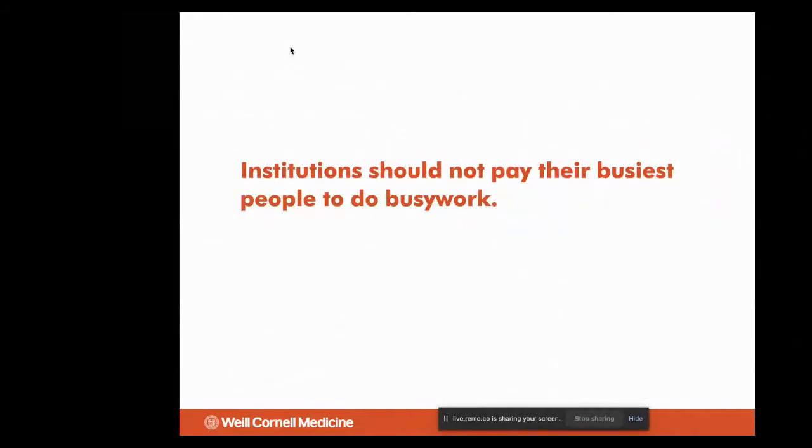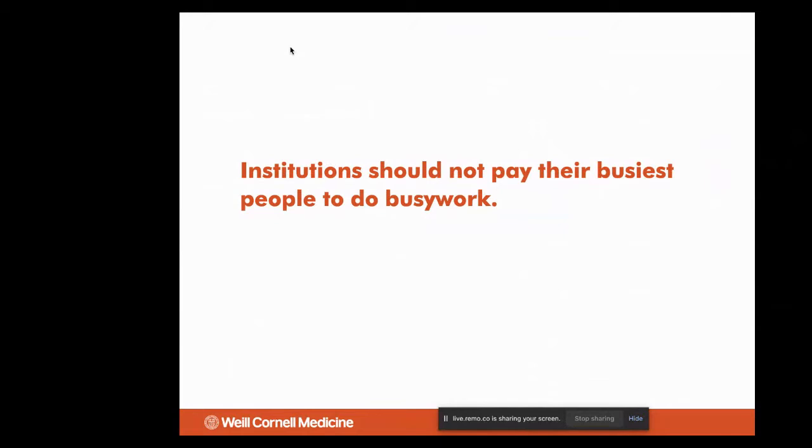In step 3, we're using machine learning to estimate the likelihood a given scholar wrote an article. We feel strongly that institutions shouldn't pay our busiest, most creative people to do busy work. And when you use machine learning, it becomes somewhat effortless to curate large numbers of publications.